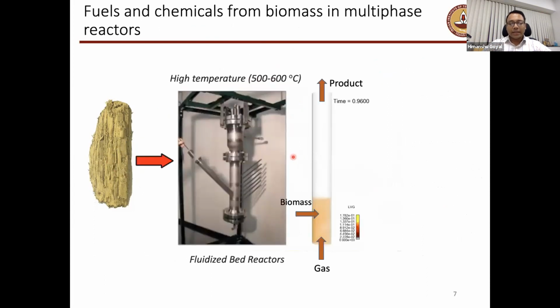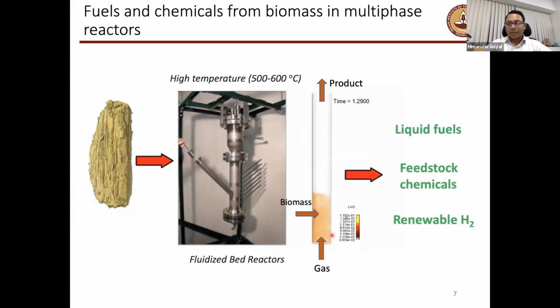Here is an example of one of the multiphase reactors typically used for this conversion. You can see what happens inside these reactors through this simulation video. Again, we have this reactor filled with solid particles at high temperature, and we inject biomass from the side. When gas is injected from the bottom, we have very high mixing, which provides very high heating rates as well as uniformity, and biomass is converted into different products.